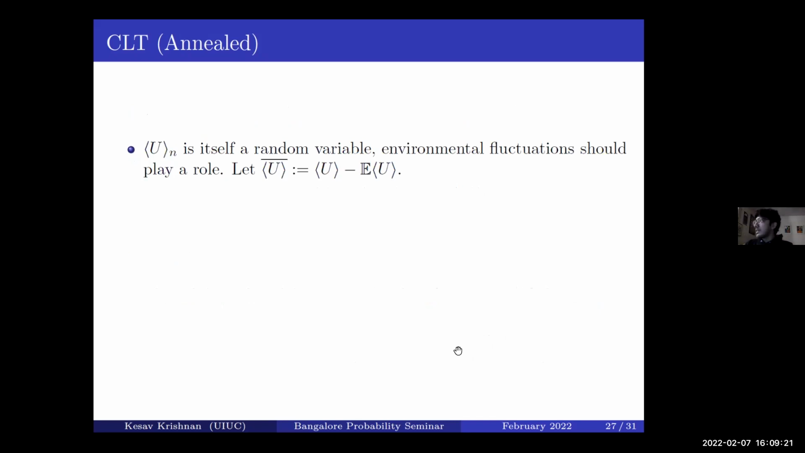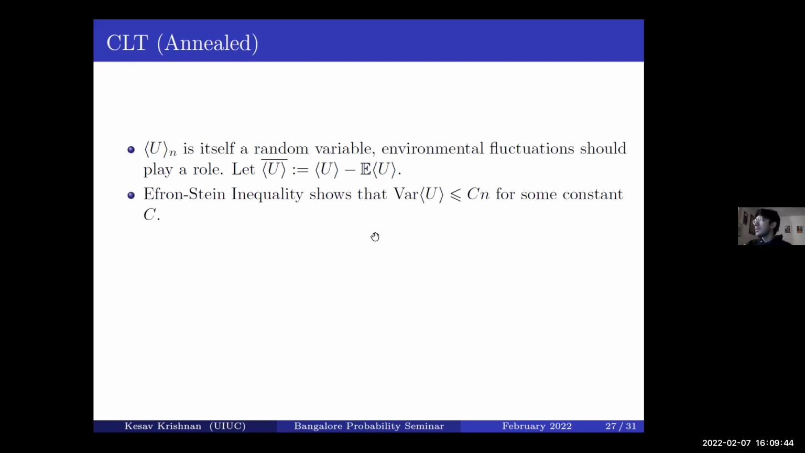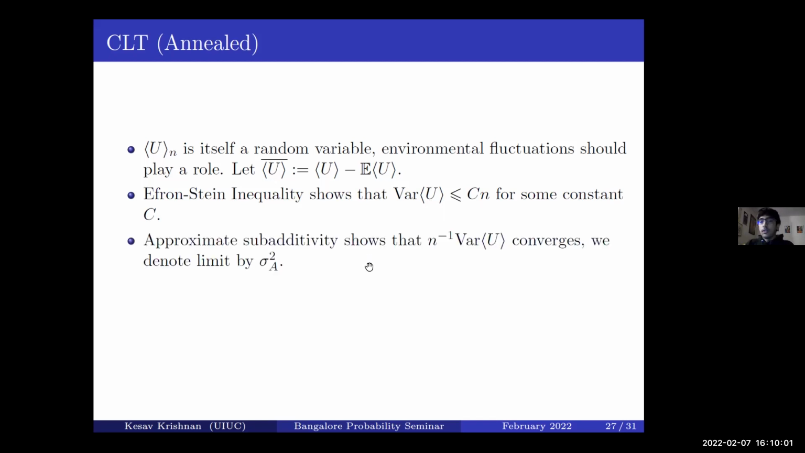But now we need to factor in the environmental contributions to the fluctuations as well. Notice that the Gibbs average of the number of unpaired vertices is itself a random variable, so this overline notation denotes the centered Gibbs average with respect to the environment. You can use the Efron-Stein inequality. In fact, I should have mentioned this earlier because it is also used to prove the convergence of the average of U divided by n. The Efron-Stein inequality shows that the variance of U is bounded above by a constant times n.